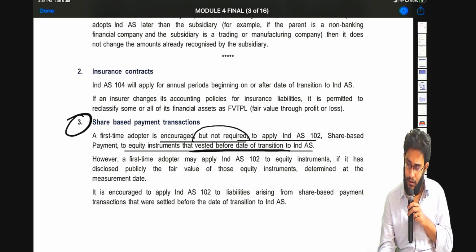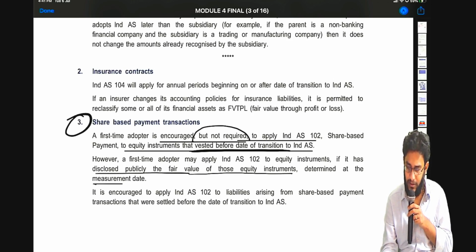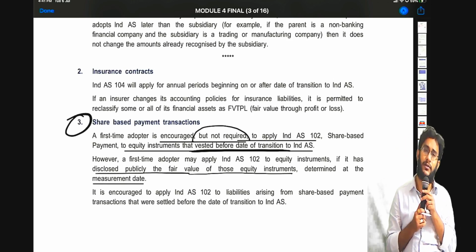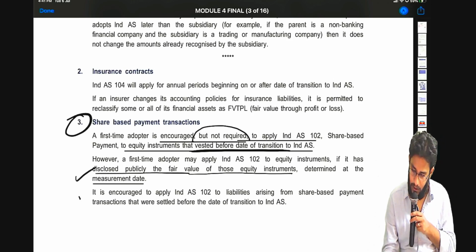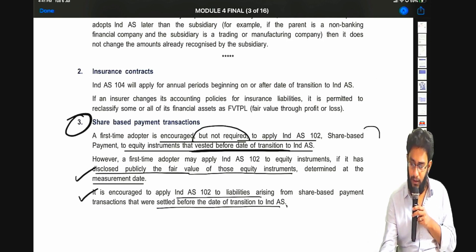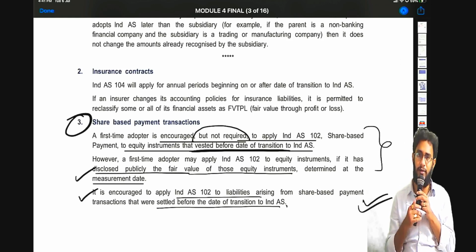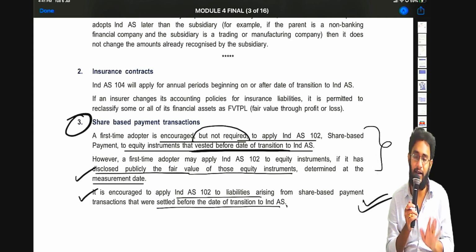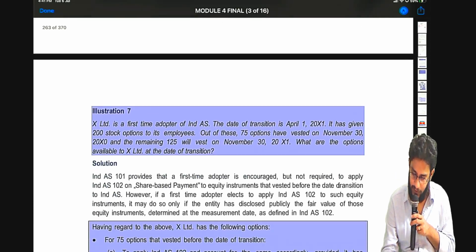However, a first time adopter may apply Ind AS 102 to equity instruments if it has disclosed publicly the fair value of those equity instruments determined at the measurement date. The measurement date is obviously the grant date. That's the only date on which you measure the ESOPs. It is encouraged to apply Ind AS 102 to liabilities arising from share-based payment transactions that were settled before the date of transition to Ind AS. Here he is talking about equity items; this is a liability, meaning SARs, stock appreciation rights and all. On that it is encouraged, meaning not mandatory, but ideally it is better if you apply Ind AS 102 retrospectively.